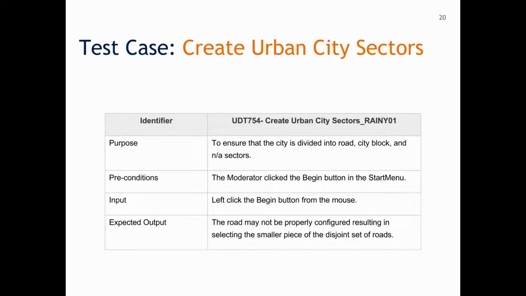Here is a test case of the rainy version. The purpose is to ensure that the city is divided into road, city block, and an NA sector. The precondition is the moderator clicks the begin button in the start menu. The input is the left click on the begin button from the mouse. The expected output, the road may not be properly configured, resulting in selecting the smaller piece of the disjoint set of roads. Now I will demonstrate a short demo.